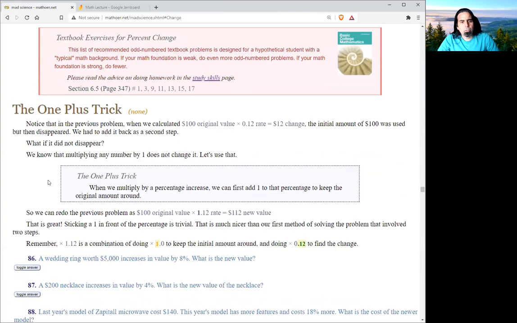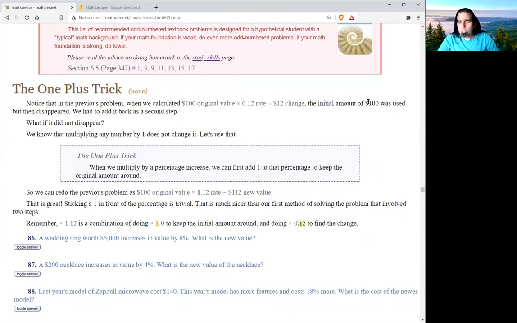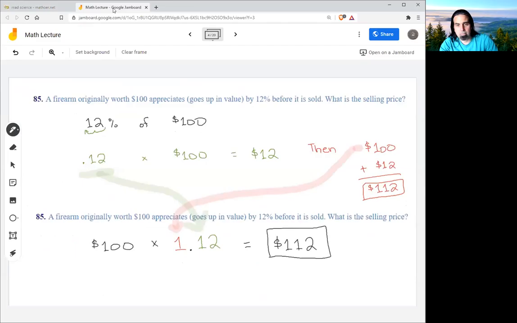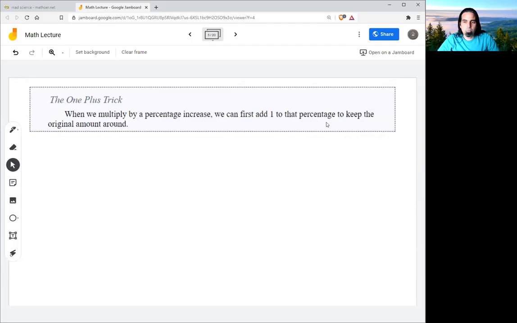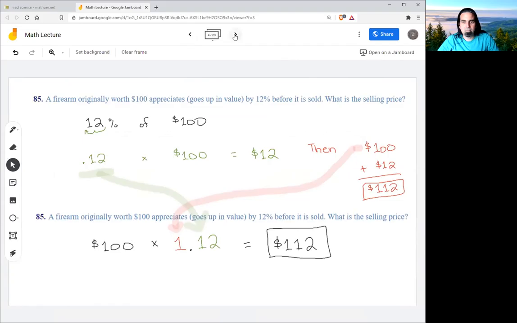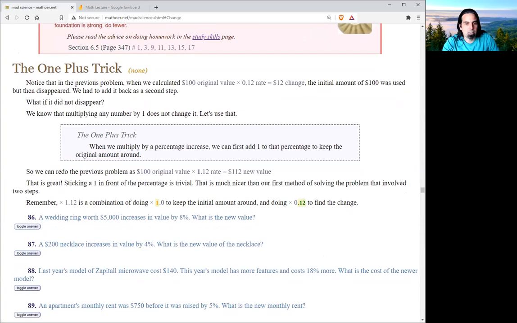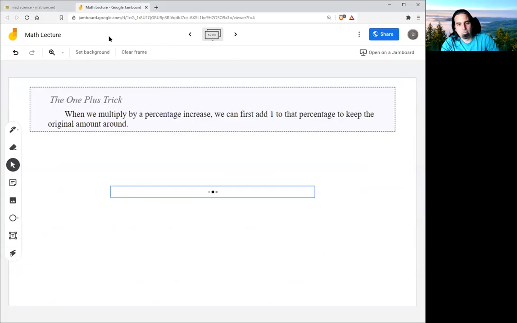So as far as the lecture notes go, in the previous problem, when we calculated that, the initial amount of 100 was used, but then disappeared, and we had to add it back as a second step. So multiplying by one doesn't change the number. We use that and we get this one plus trick, which I will put on the Jamboard. When we multiply by a percent increase, we can add one to the percentage, right? All we did was put a one in front of the 0.12 from before. And it keeps the original amount around. So we'll do a bunch of them.